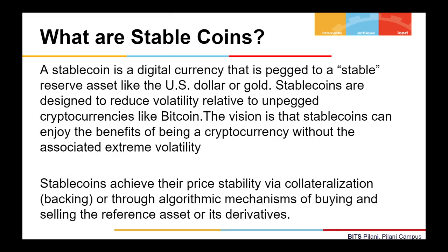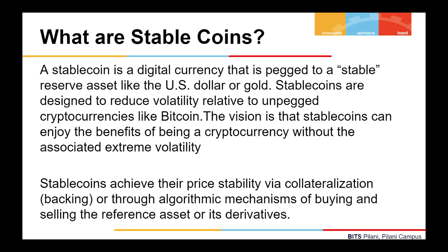Now let's look at what exactly stablecoins are and how they operate. A stablecoin is a digital currency that is pegged to a stable reserve asset like the US dollar or gold. Most of the stablecoins are pegged to the US dollar in a 1 to 1 ratio. Stablecoins are designed to reduce volatility relative to unpegged cryptocurrencies like Bitcoin. They aim to gain the potential benefits of cryptocurrencies such as transparency, security, immutability, and decentralized control without losing the guarantees and stability that come with using fiat currency.